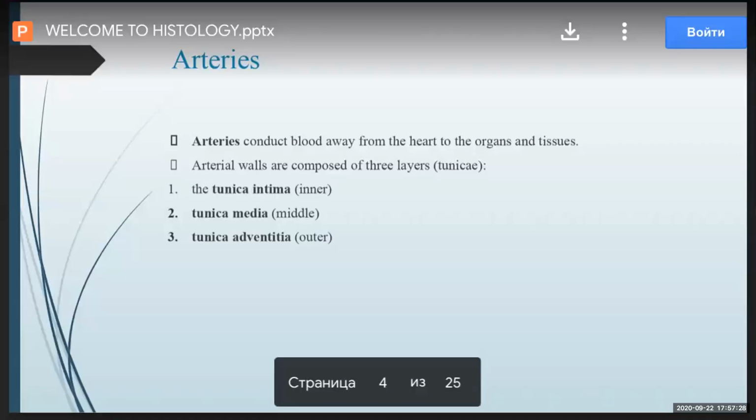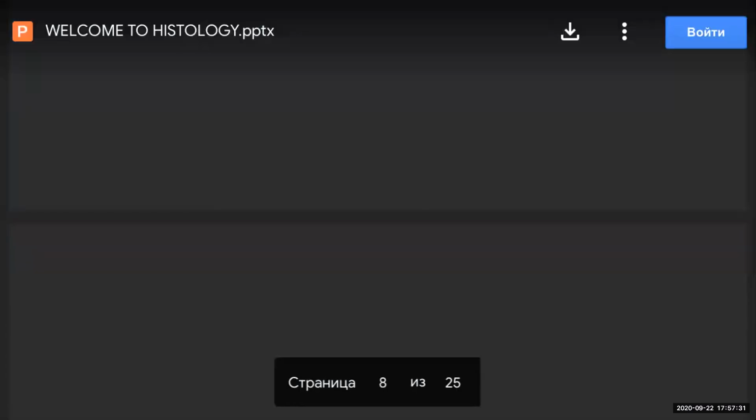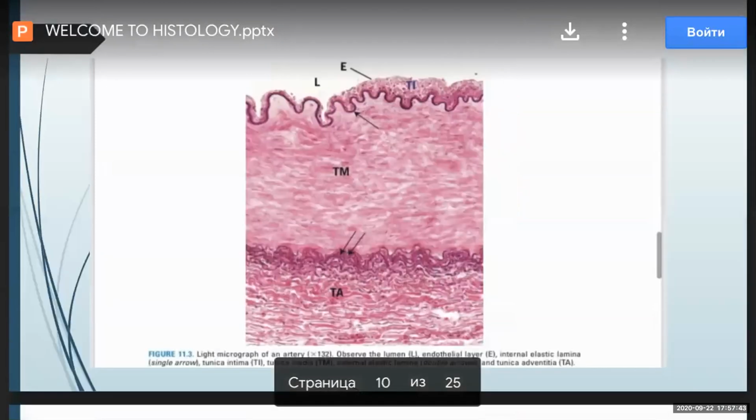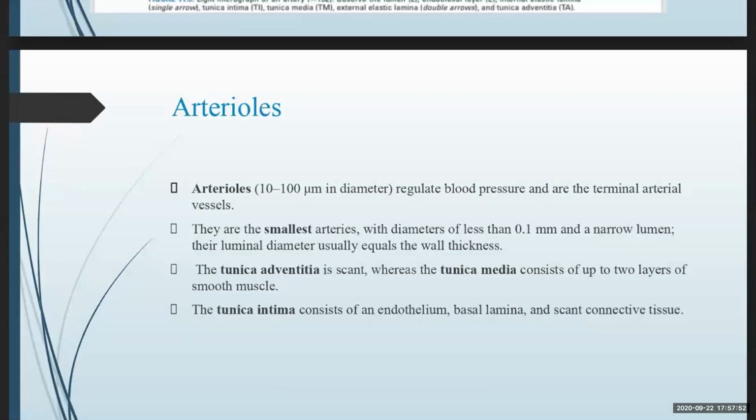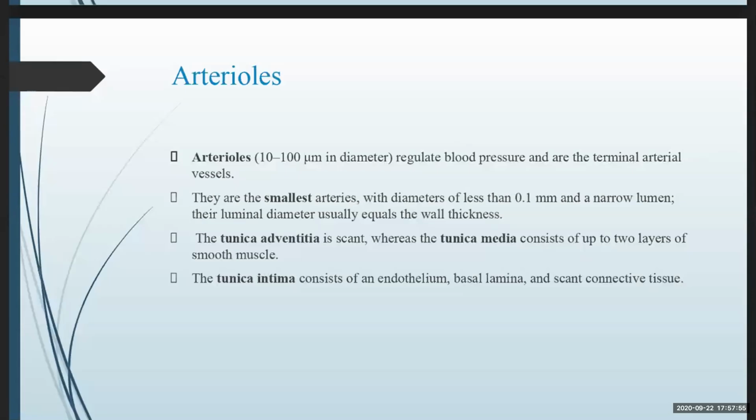Okay, we were talking about arterioles, right? And I was going to give you an example. For example, if you talk about the aorta, it's big, then it has branches, and at the end it becomes small, and that one is the arteriole.